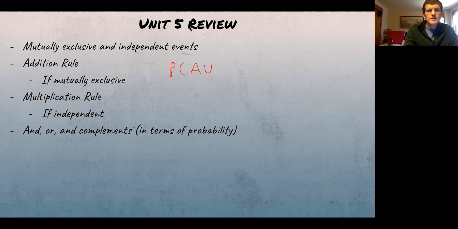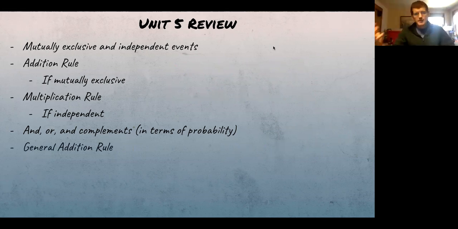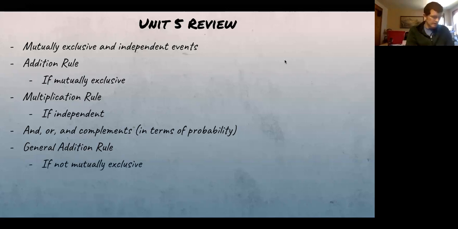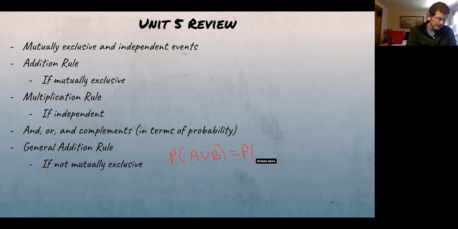All right. So maybe I shouldn't have cleared everything, but that's okay. The other stuff that we had in this, and there's more to it, I'm not covering everything, like simulation was also part of this, but general addition rule. This is if it's not mutually exclusive. So the probability of A or B when not mutually exclusive would be the probability of A plus the probability of B minus the probability of A and B.